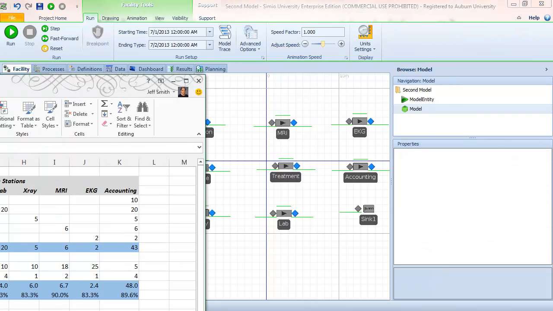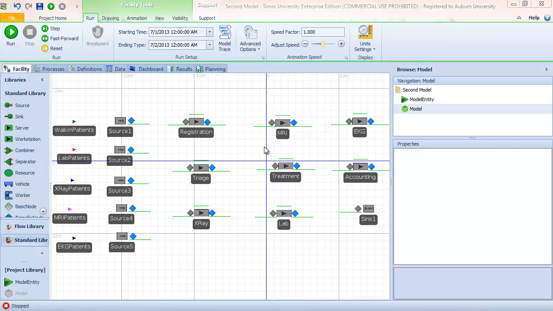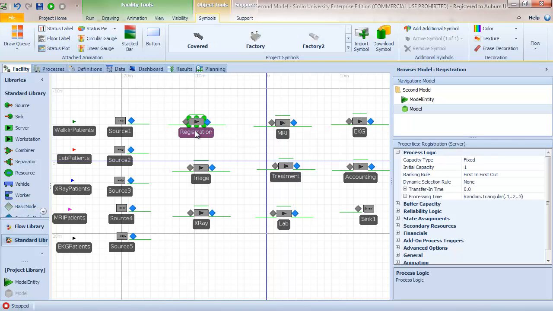Next we'll work on the server processing times. We have the processing times and capacities given in our static model, and we just have the mean values, so we'll use symmetric triangular distributions. We focused primarily on exponential distributions to this point, so let's use some triangular distributions for this model. For registration, there's capacity 1 for the server, and the mean value is 2 minutes. So let's just make this triangular 1, 2, 3. Again, I'm just making up these values because we weren't given any information about the specific distribution, just the mean value.